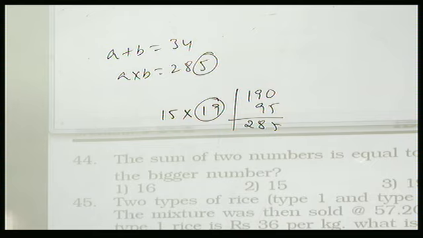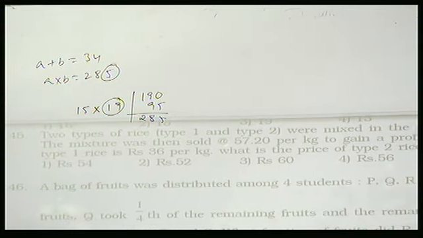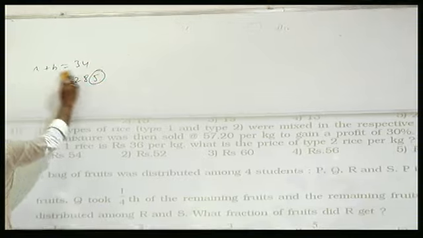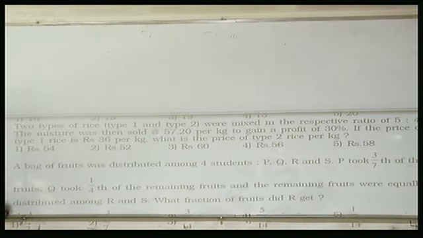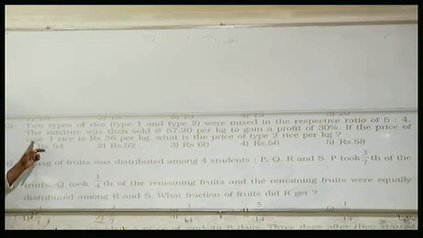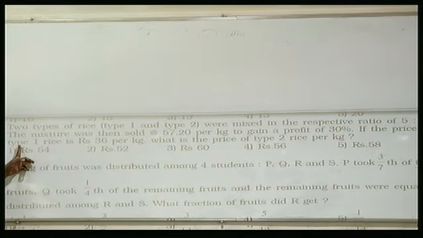Right? Next, 45. Two types of rice were mixed in the respective ratio 5:4. The mixture was then sold at 57.20 per kg to gain a profit of 30%. If the price of the first variety is 36 rupees per kg, what is the price of the second variety?